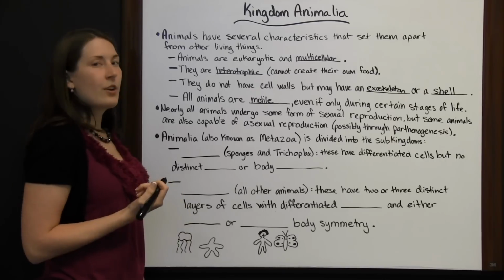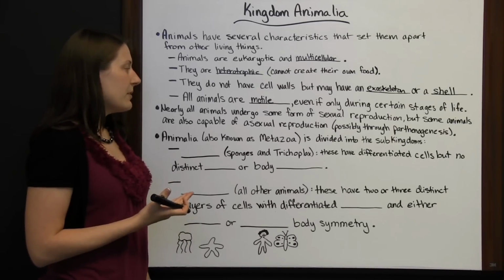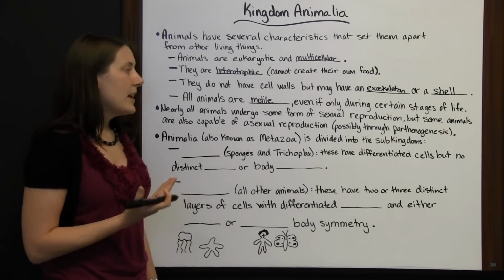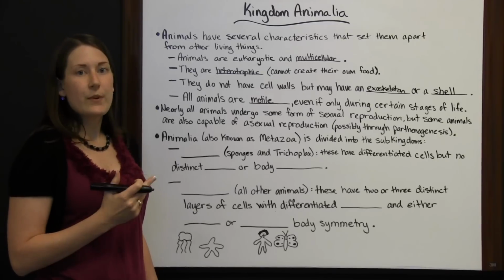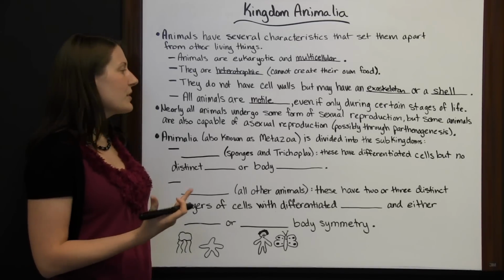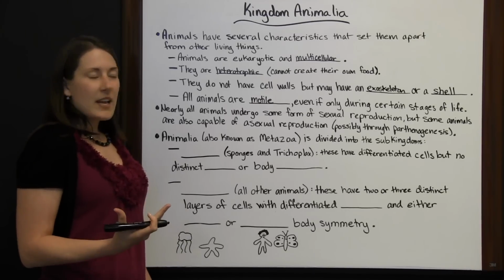Nearly all animals undergo some form of sexual reproduction, but some animals are also capable of asexual reproduction. And this is possibly, and a lot of times, through parthenogenesis, which is when a fertilized egg is produced without any mating, budding, or fragmentation.